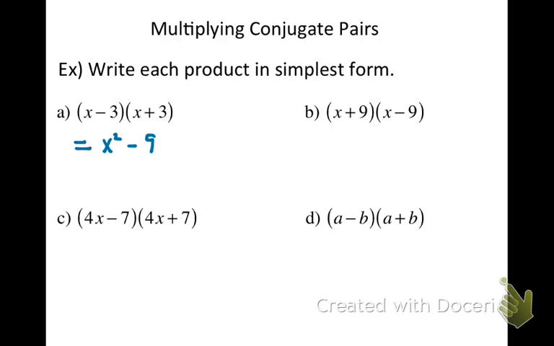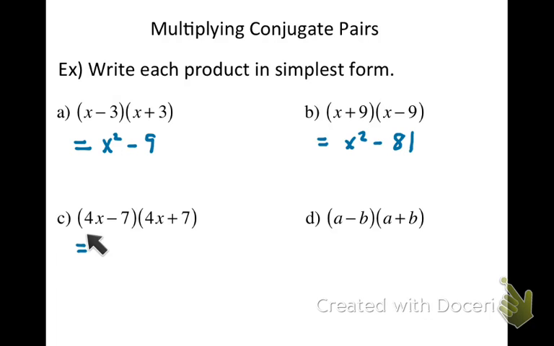Okay? So here for x plus 9 times x minus 9, we're just going to square the x, we're going to square the 9, and we're going to put a subtraction sign between them. X squared minus 81. Super easy, right? Alright, then how about for 4x minus 7 times 4x plus 7?